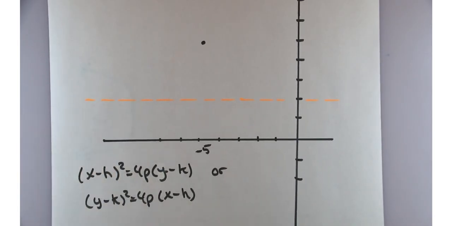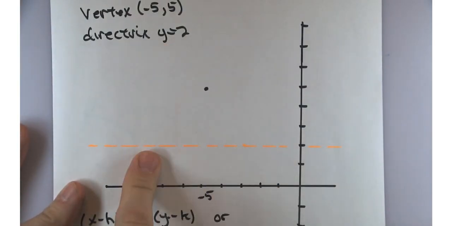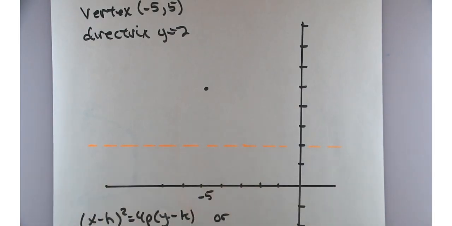Is it clear to everyone which way it opens? At least, what do you think? Which way does it have to open? Yeah, it has to open up. If it opens to the right or to the left or down, it's going to cross its directrix. It can't cross its directrix. So it has to open up.